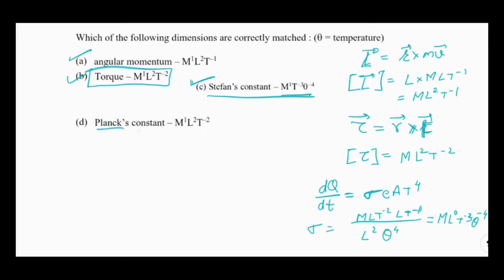Now the only option left is Planck constant, which comes in the equation energy equal to h into nu. So the dimension of h can be found using the dimensions of energy, which is m L t minus 2 into length, which is L, giving L square, divided by nu. Nu is frequency, and frequency is 1 upon time. So by solving I will get m L square t to the power minus 3. But here you can see that the dimension of time is given as minus 2 only. So option D is definitely incorrect.